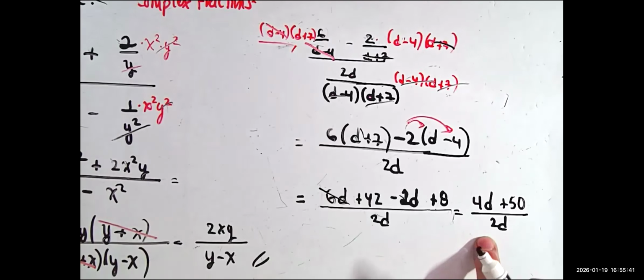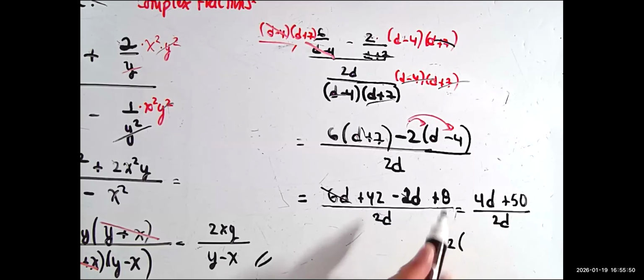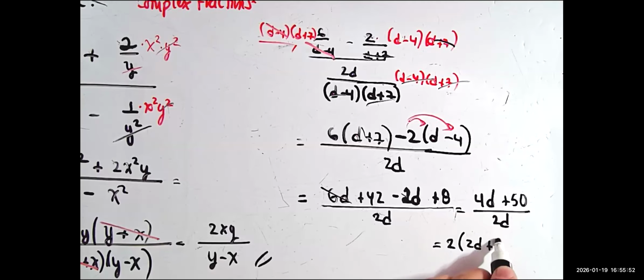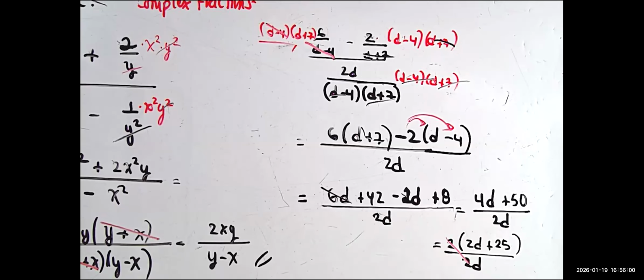Step by step, notice that in the numerator, we can factor out 2. We factor out 2, parentheses, 2d plus 25, over 2d. The 2 over 2 is 1. So the final answer will be, running out of space here, folks, so it will be 2d plus 25 over d, and we are done.